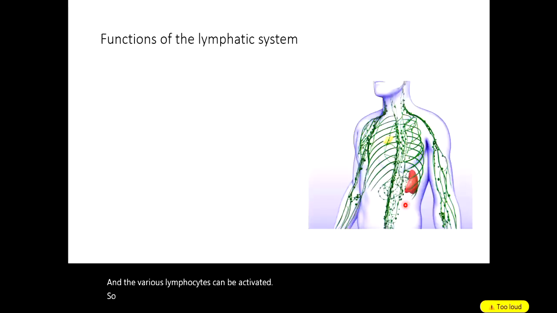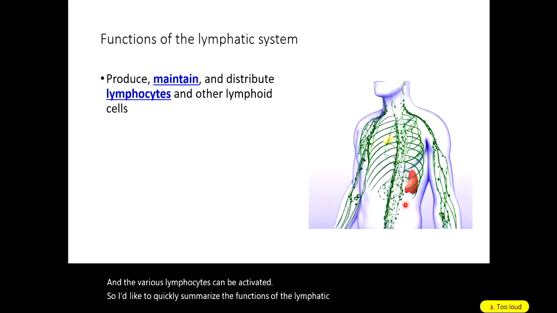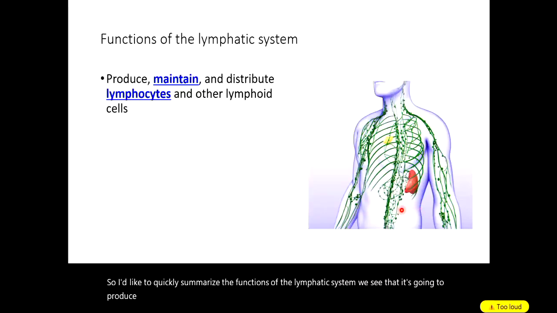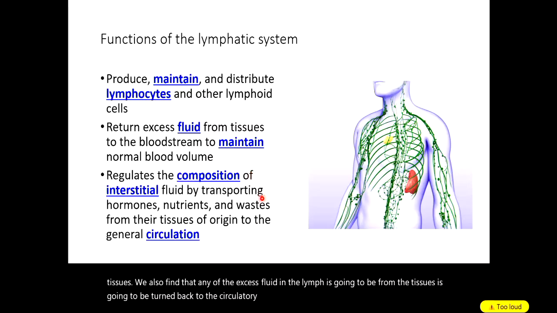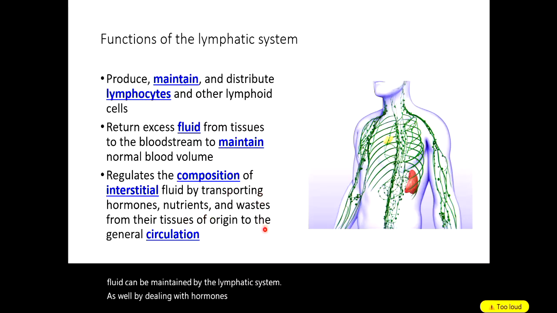So I'd like to quickly summarize the functions of the lymphatic system. We see that it's going to produce the lymph, it's going to maintain and distribute lymphocytes to the various lymphoid tissues. We also find that any of the excess fluid from the tissues is going to be returned back to the circulatory system. And also the composition of the interstitial fluid can be maintained by the lymphatic system as well, by dealing with hormones, nutrients, wastes. All of this can be sent back to the circulatory system. So these are the functions of the lymphatic system.